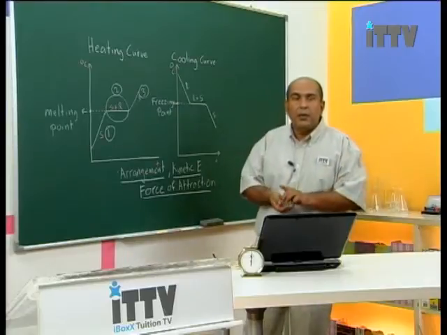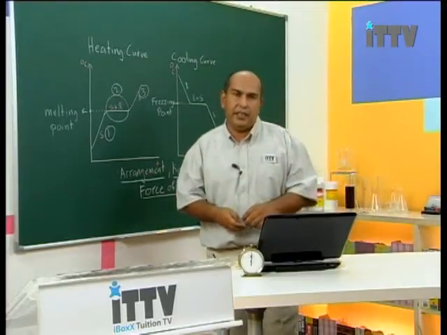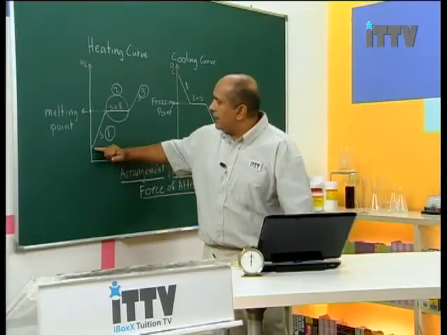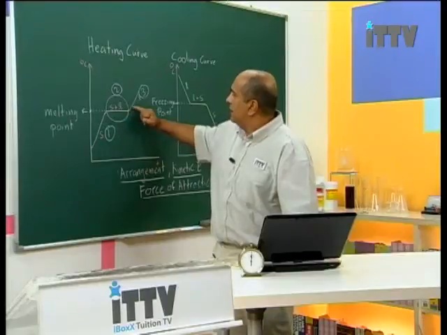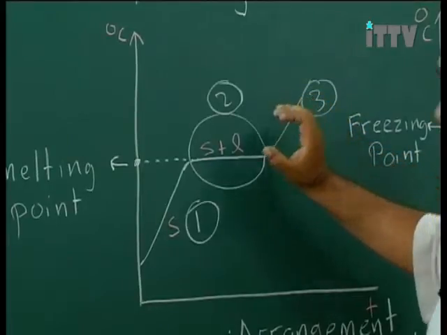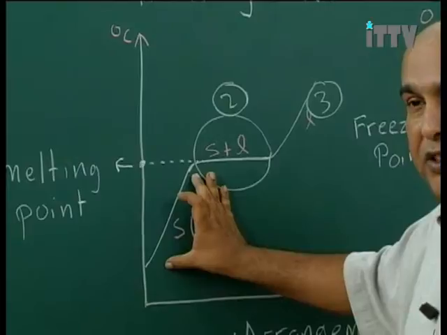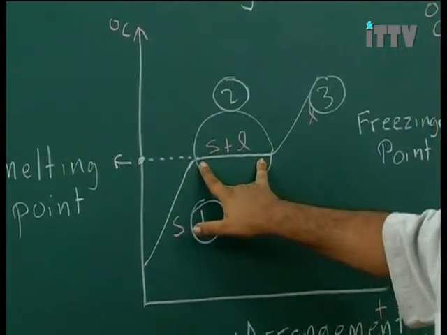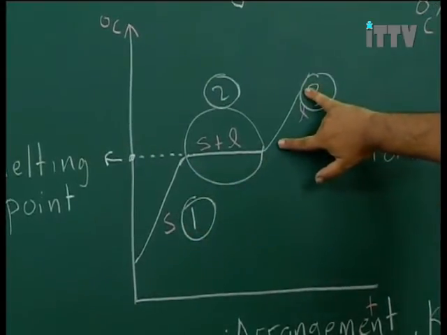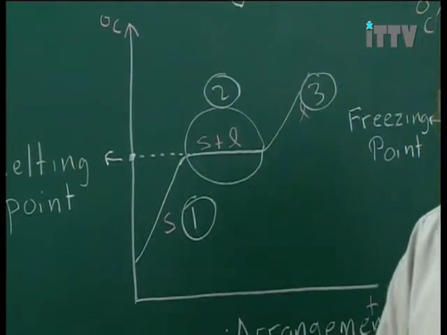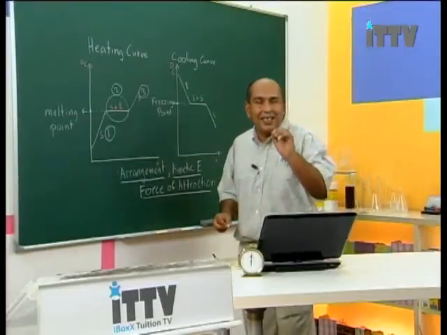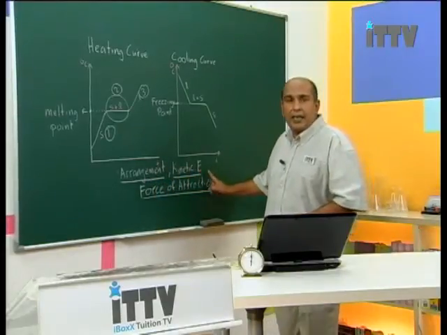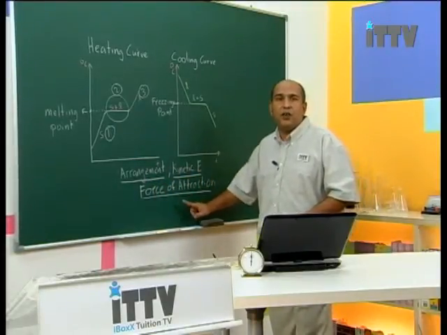So remember, when you are explaining a change of state, you must be able to explain everything from one state leading to the next state. You've got to explain what happens as the temperature goes up. Explain what happens when the change of state occurs. Explain what happens in the new state as temperature increases. And keep your answers clearly linked to arrangement, kinetic energy, and force of attraction.